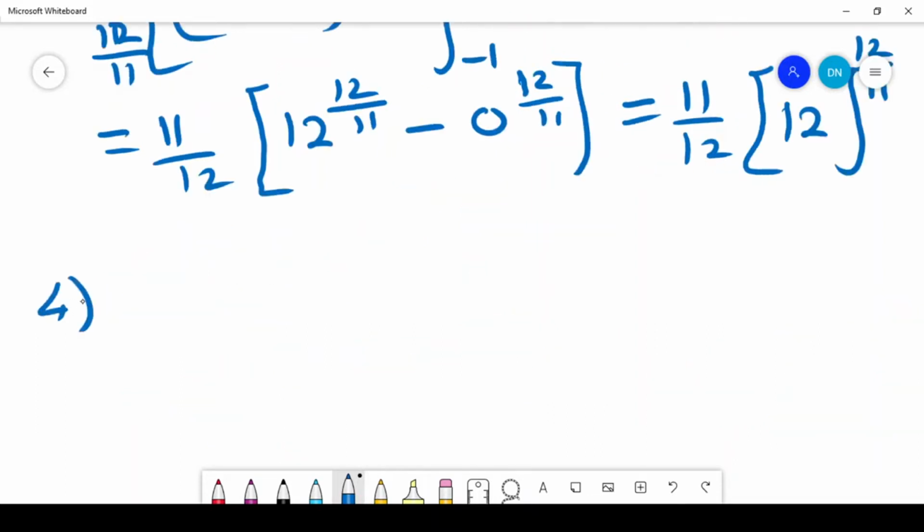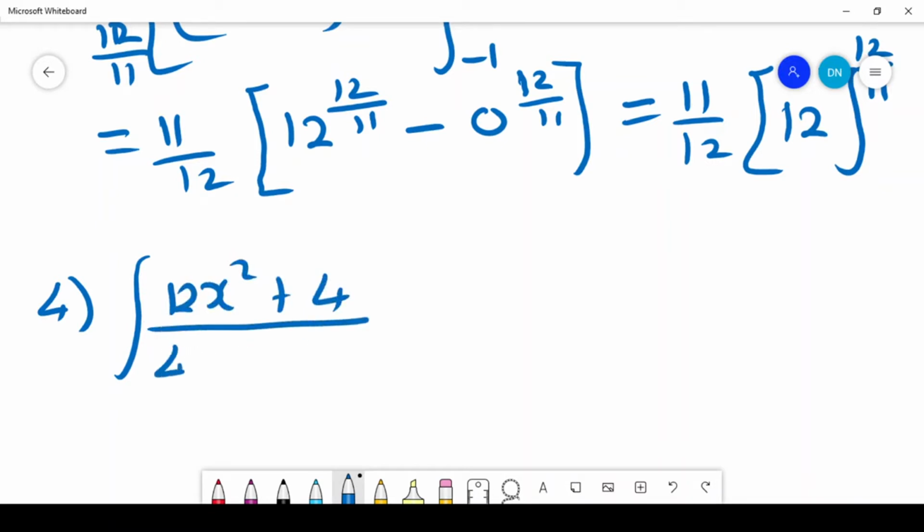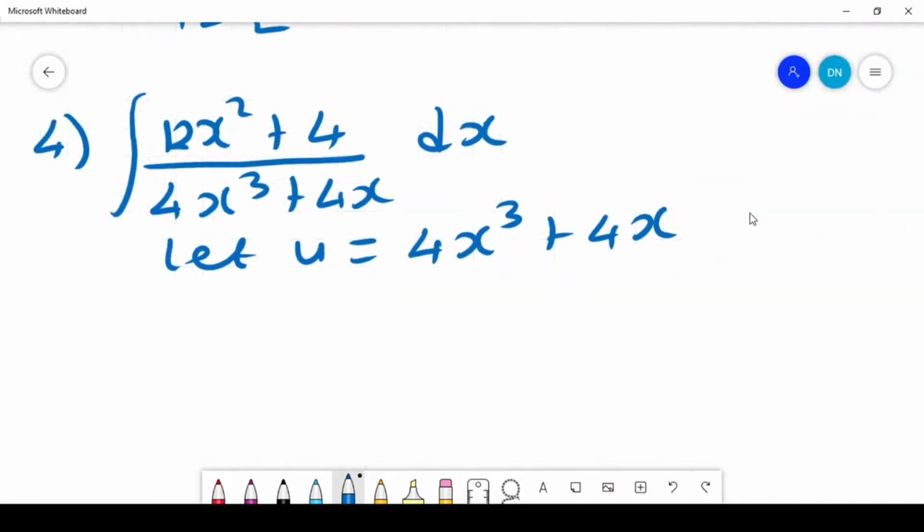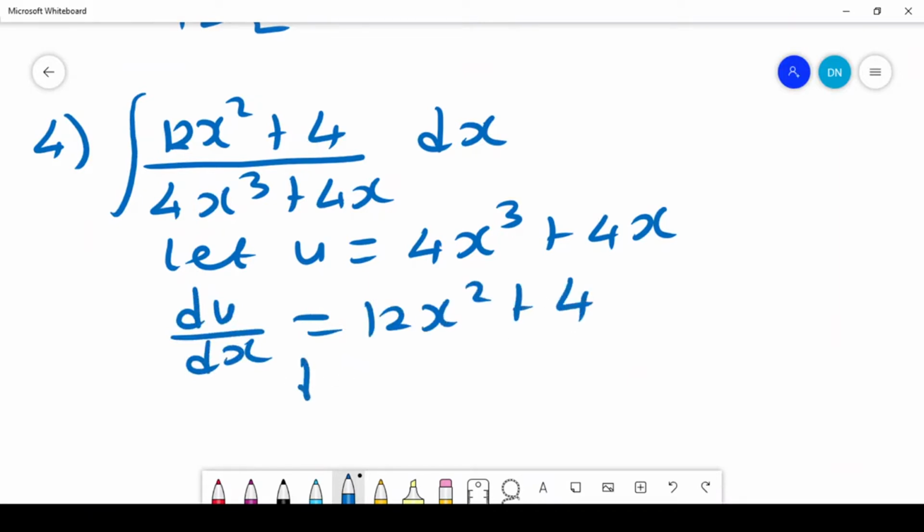Next is the integral of 12x squared plus 4 divided by 4x cubed plus 4x dx. So what we do is we let u equal 4x cubed plus 4x. So du divided by dx is 12x squared plus 4. Then dx equals du divided by 12x squared plus 4.